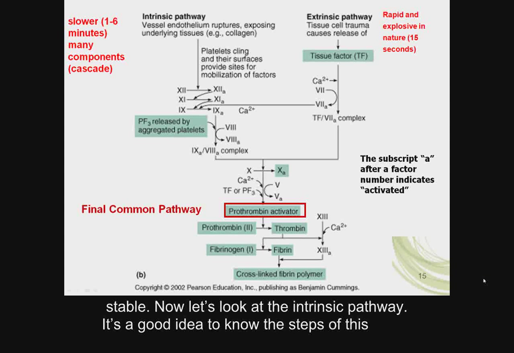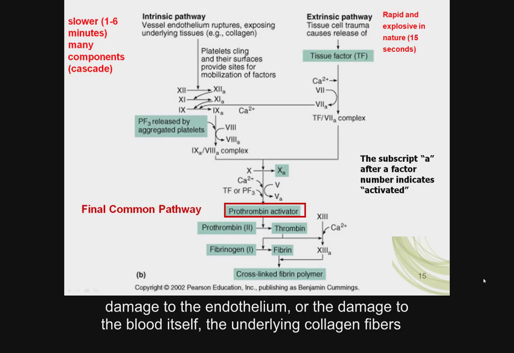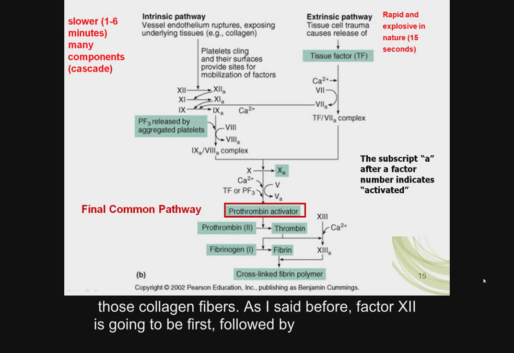Now the intrinsic pathway, we have damage to the blood itself, maybe even to the inside of the blood vessel. Underlying collagen fibers will protrude. This is going to activate platelets. Von Willebrand factor is going to help anchor them to those collagen fibers. And as I said before, factor 12 is going to be first, followed by factor 11. Both factor 12 and 11 are contact factors.